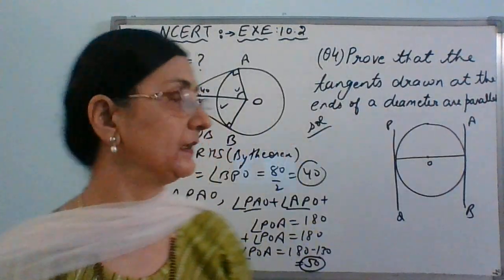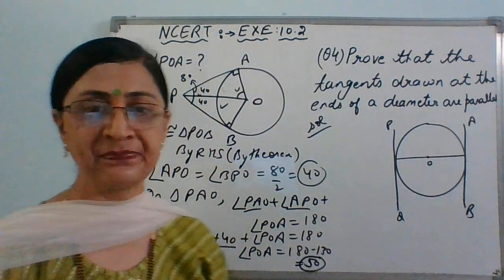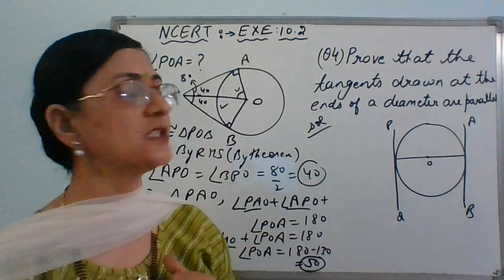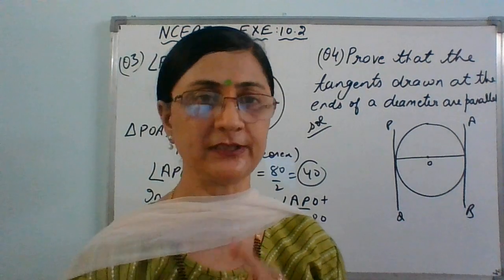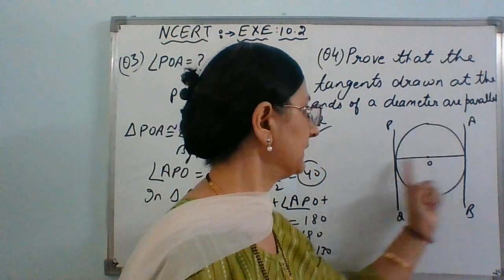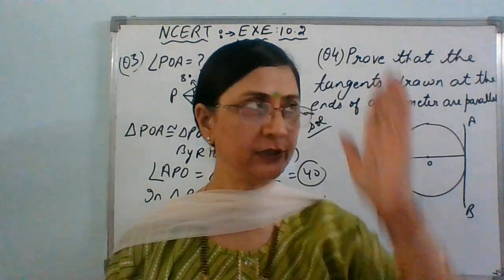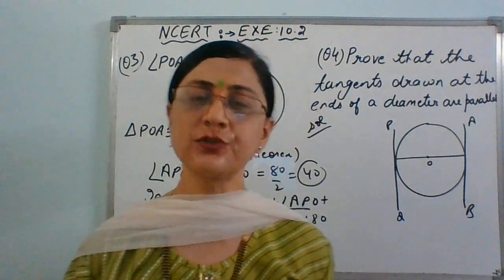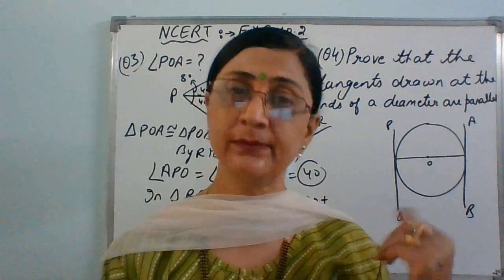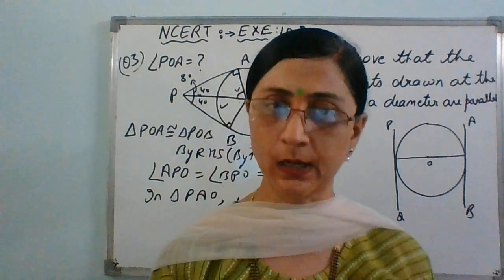You'll get that angle. Okay, now this question, question number 4, says to prove that the tangents drawn at the ends of the diameter are parallel. If you take a diameter this way, draw a diameter and draw the tangents, you are supposed to prove that they are parallel. We know that they are parallel, but if we are supposed to prove it, then how to prove it?